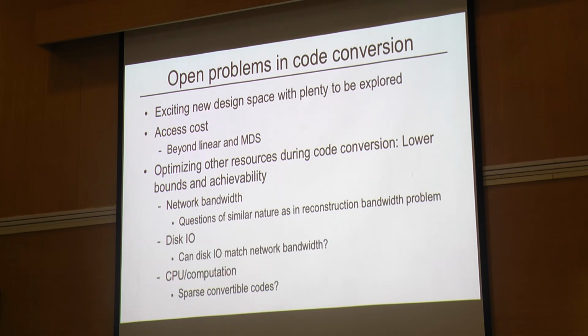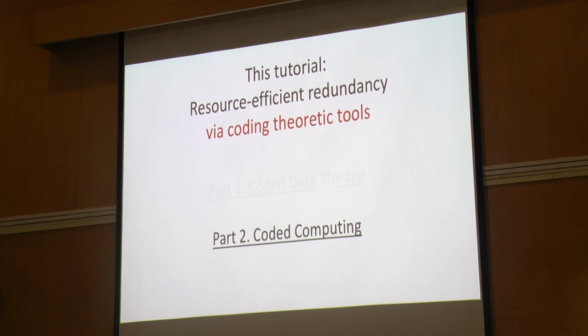And similarly, CPU or computation wise, the main question would be, can these codes be sparse? There have been some works in the reconstruction problem domain looking at sparse codes, because that would mean less computation cost when encoding and decoding. And so whether we can retain these other properties while still being sparse. Okay, so with that, I'll conclude the storage part.